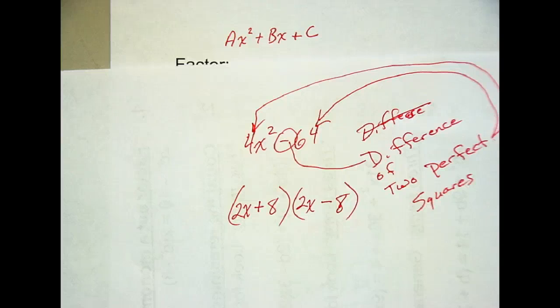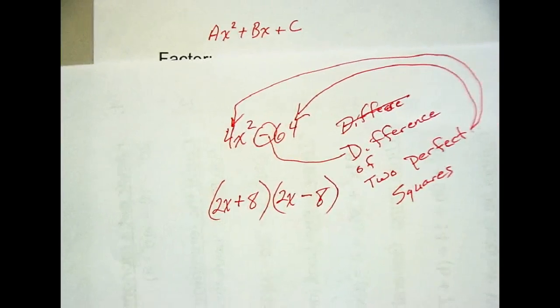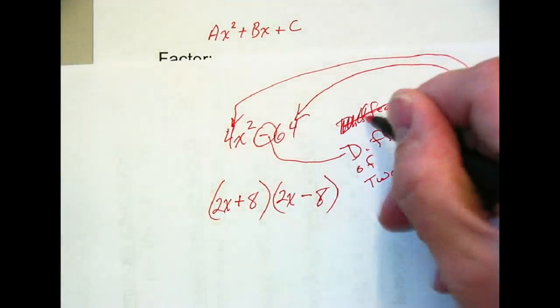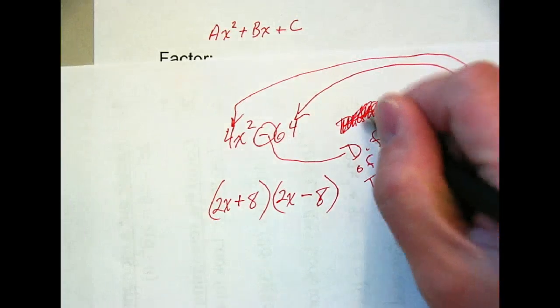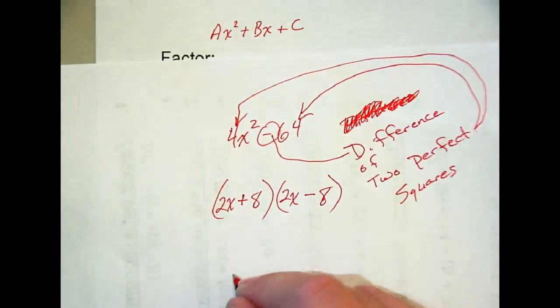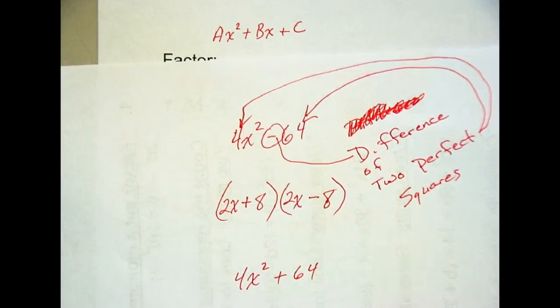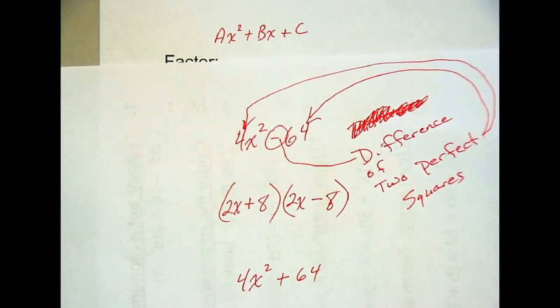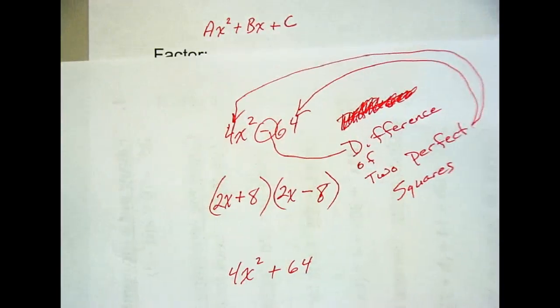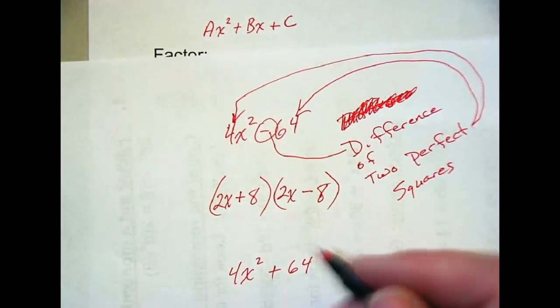So if it's addition, is there a different shortcut for that as well, or do you have to go through? There's not. If it said like 4x squared plus 64, the only thing you could do on that one is take out a 4. That's it. Okay? And technically we could have done that, but we didn't up there.